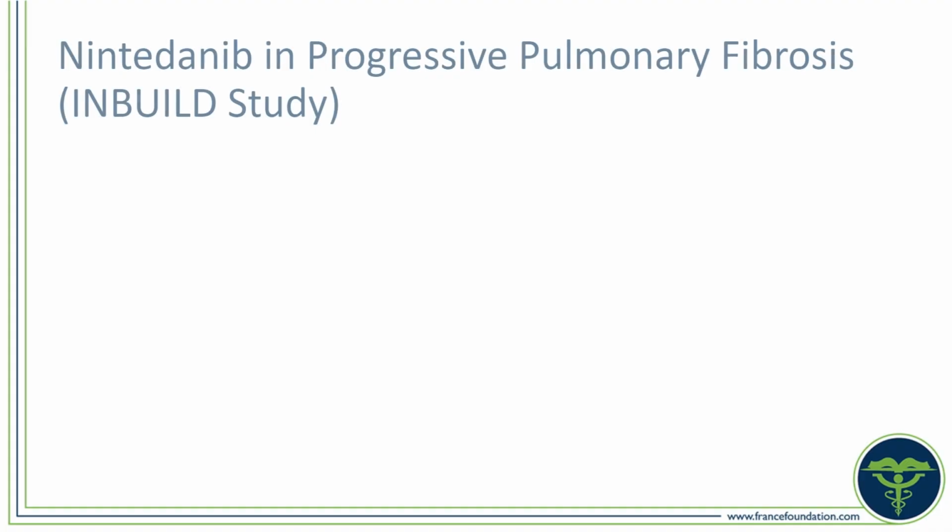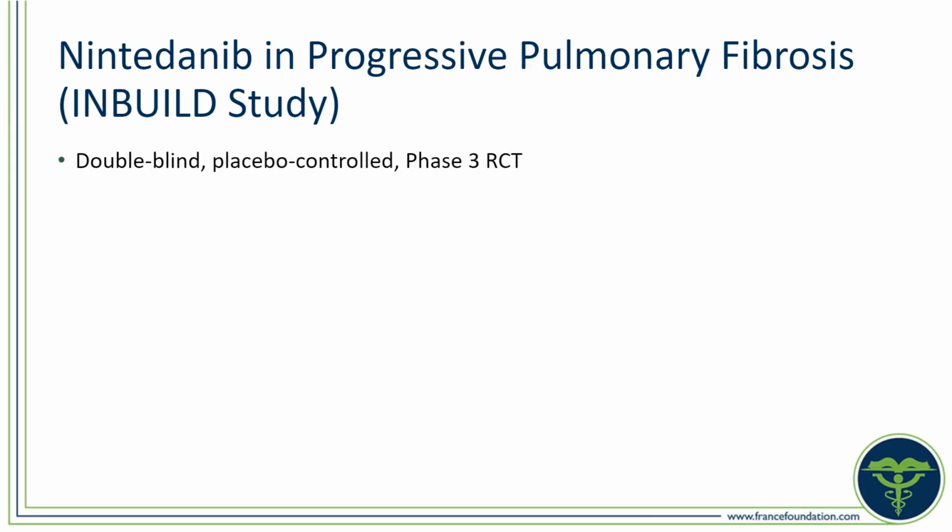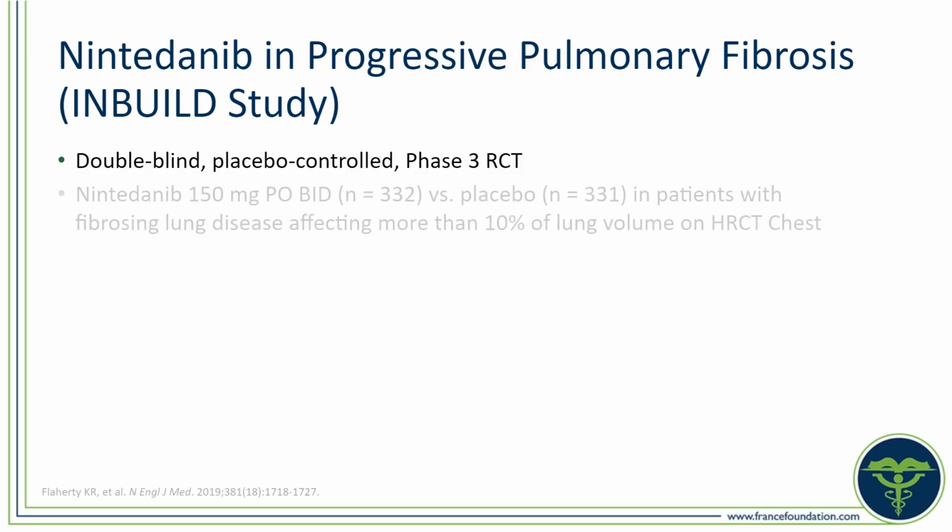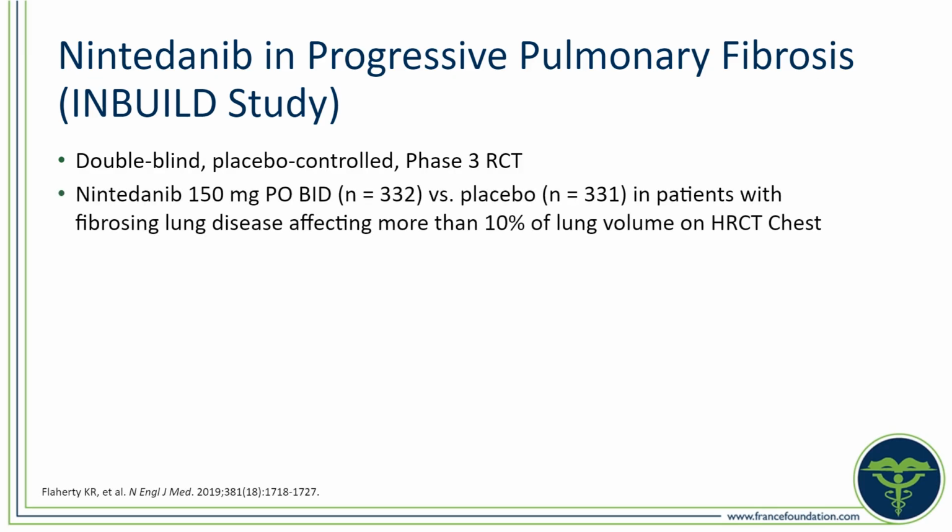I'd like to mention the INBUILD study, as this looked at progressive pulmonary fibrosis. And this was a phase 3 randomized controlled trial looking at nintedanib compared to placebo in patients with fibrosing lung disease that was affecting more than 10% of lung volume on a high-res CT of the chest.